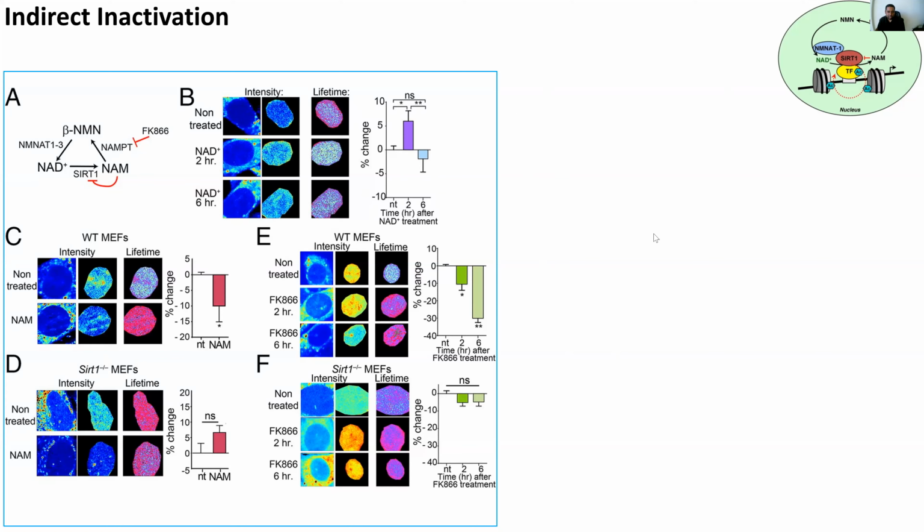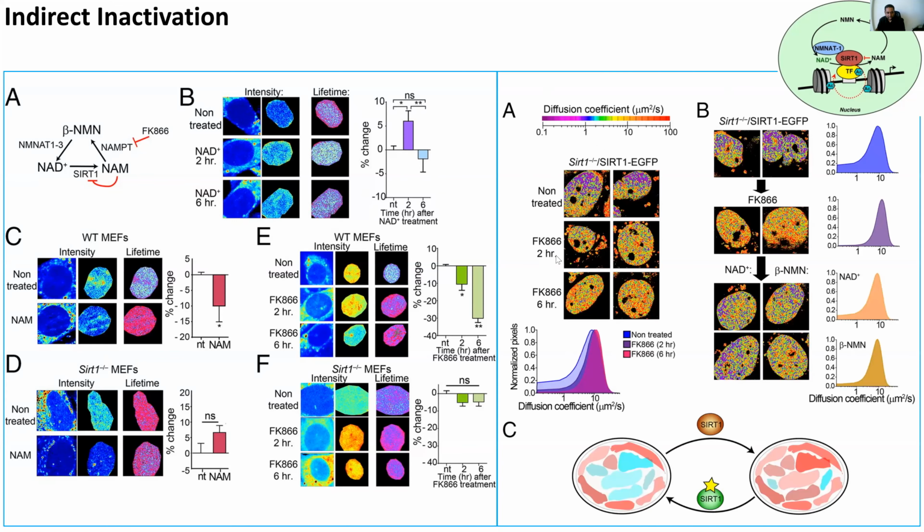We looked at similar things with diffusion. So again, we add FK866, and over time it stops SAT1 from being active. So by blocking the salvage pathway, we are making SAT1 inactive. On the other hand, we took these inactive cells and treated them with NAD+ or beta NMN, and you see the activity starts coming back. So this was a fast direct experiment where we looked at how metabolic changes affect the activity of a deacetylase, and on the reverse, how activity of the deacetylase shows a change in the metabolism.